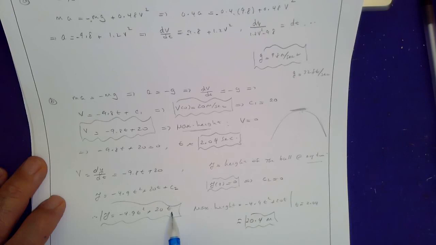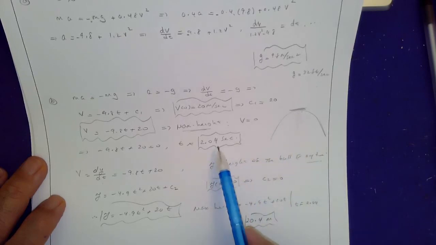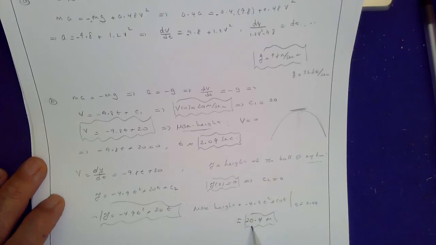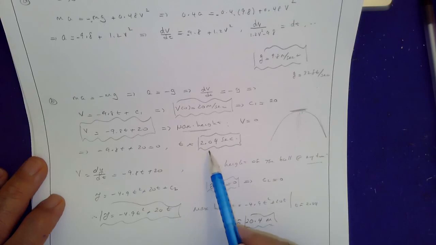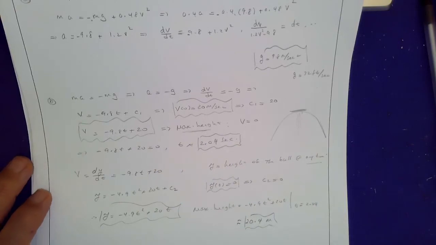Remember, we found out it takes 2.04 seconds for the ball to reach its maximum. Take that 2.04 and substitute here, and you get 20.4 meter. In other words, the maximum height is 20.4 meters, and it occurs 2.04 seconds after the ball has been thrown up in the air. Thank you.